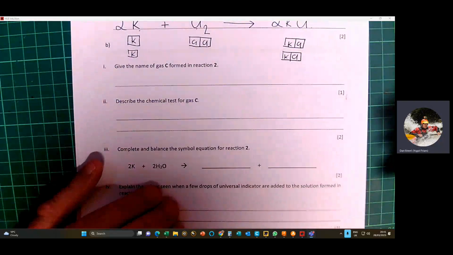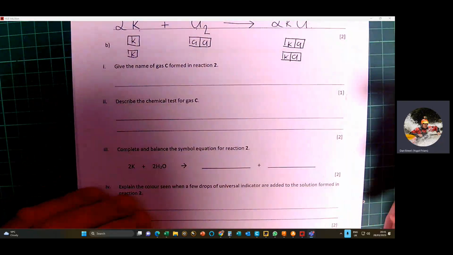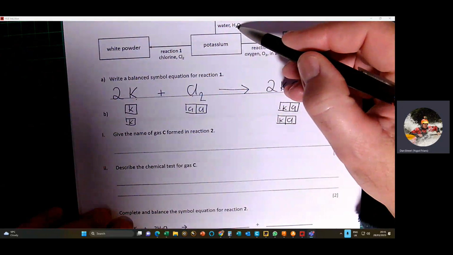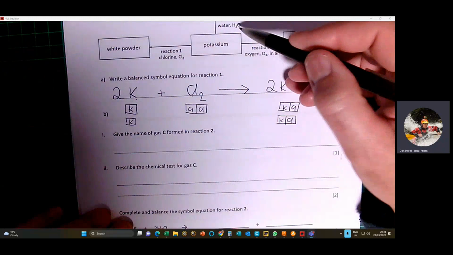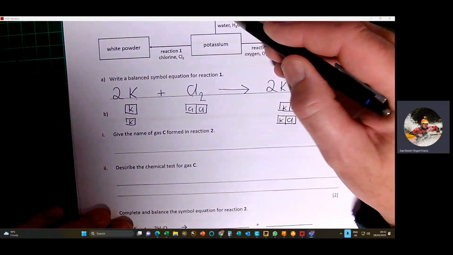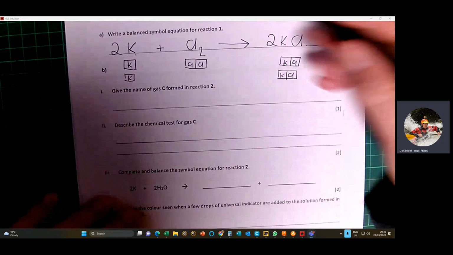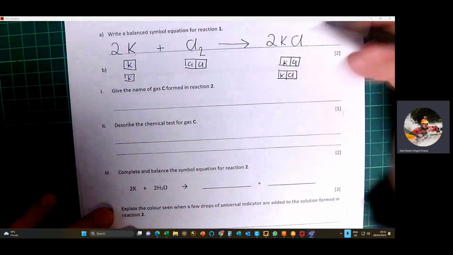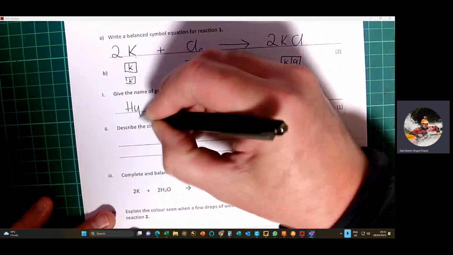Okay, the next part says, give the name of gas C formed in reaction 2. Okay, so when potassium reacts with water, then basically we need to remember that the products are a hydroxide solution and hydrogen. Gas C is hydrogen. Okay, we can probably work that out from the hydrogen present in the water. Okay, so it's hydrogen.